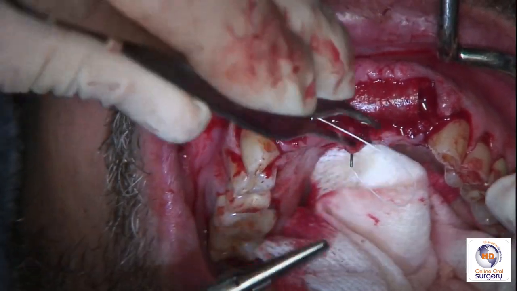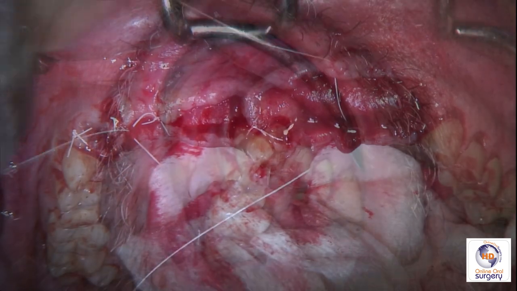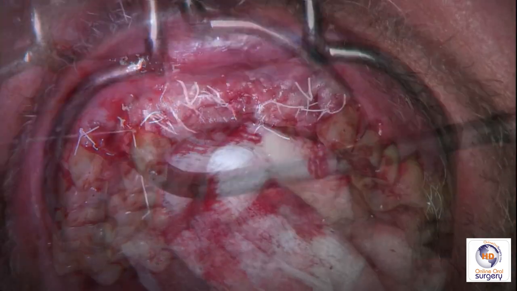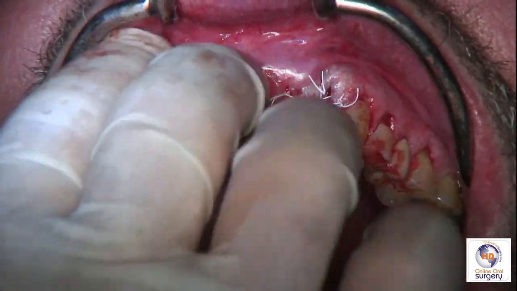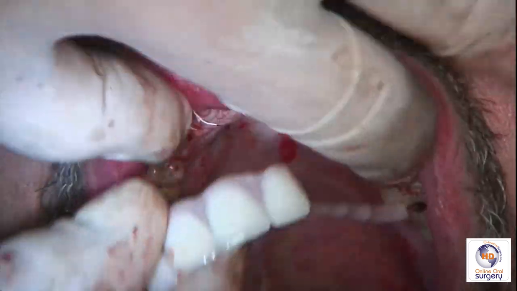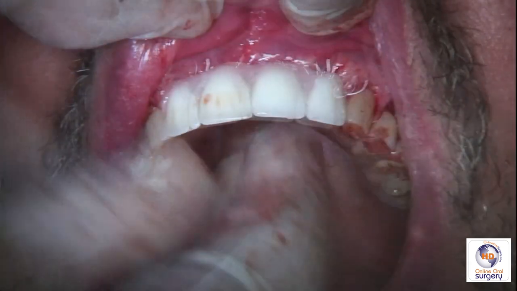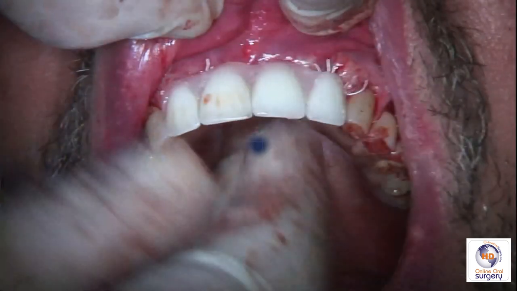And then I'm going to close using 3-0 Cytoplast suture, using a combination of figure eight sutures with some interrupteds along the entire ridge. So now we're completely closed, going to make sure that everything's nice and stable. And finally, we're going to deliver the patient's stay plate and make sure that it's adjusted so that it doesn't put any pressure on our surgical site.